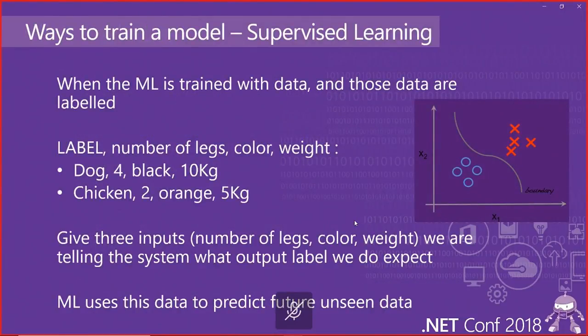So there are several ways to train a model. Usually they are divided into supervised learning and unsupervised learning. Supervised learning is when the machine learning model is trained with data, and those data are labeled. What does labeled mean? In our case, where we want to classify animals, the label will be the type of the animal: dog, chicken, cow, etc.